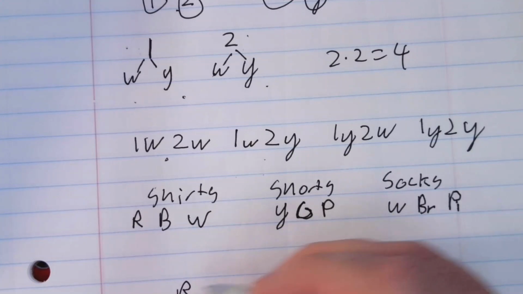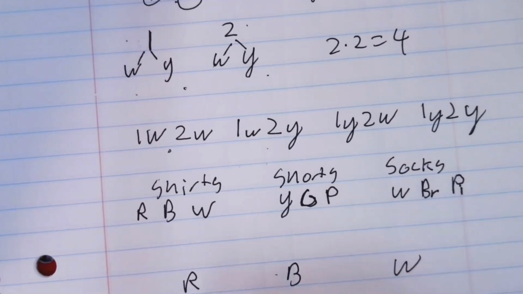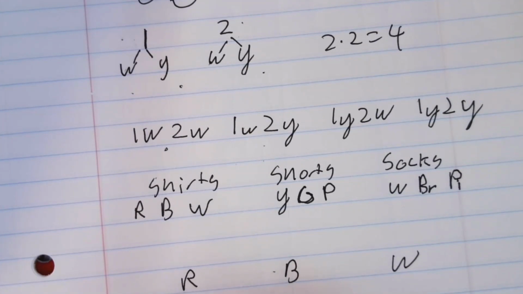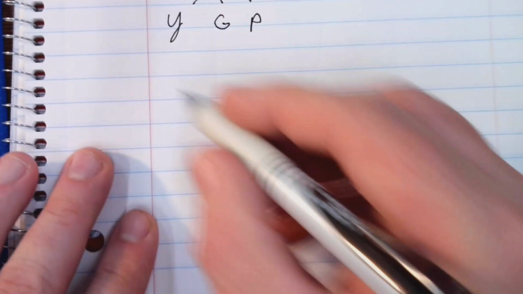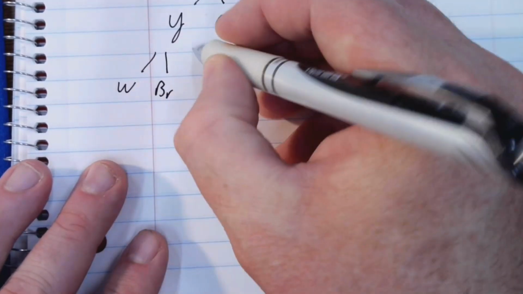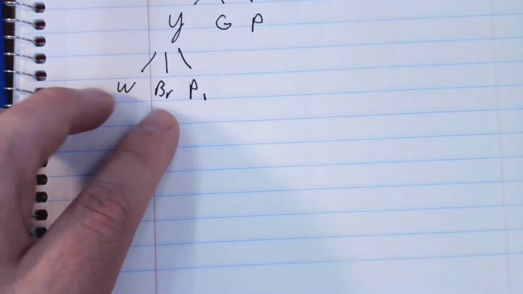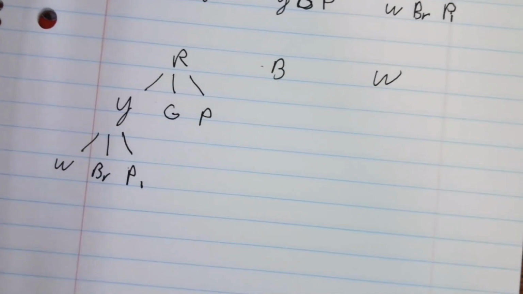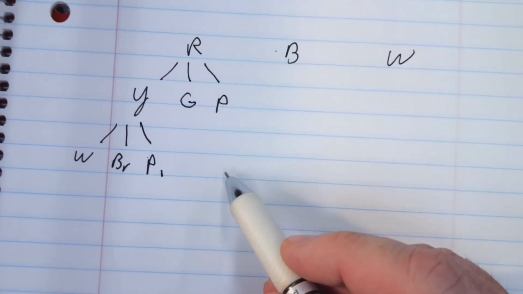So you start with the shirts. I got R, B, W. Then I put on shorts. Y, G, P. And then I put on socks. W, BR, PI. Okay, you see how I did that? And so you got to do it for each one of them, basically.